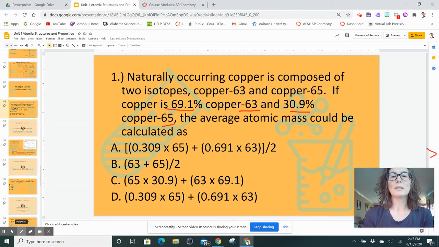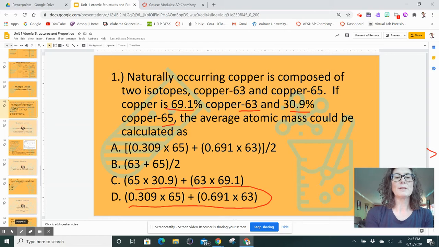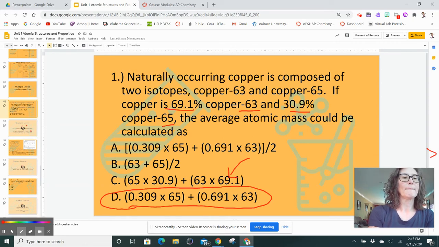You do not need to divide by 2, so A is incorrect. For B, you have to consider the percentages, so B is incorrect. Your correct answer is going to be D. C is incorrect because that's your percent, not your decimal. You need to change that percent to a decimal first.